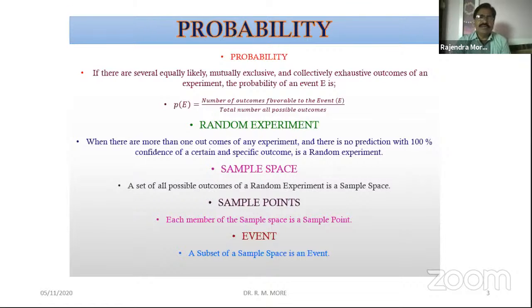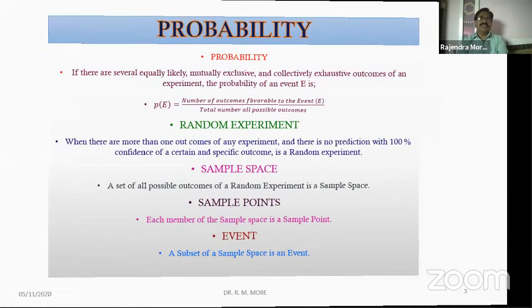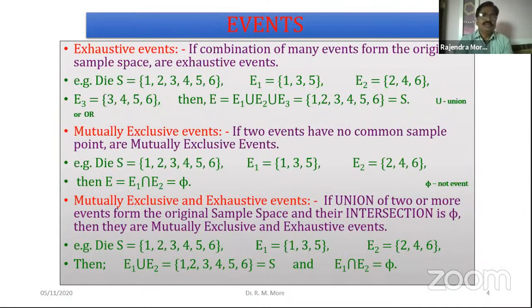And then what is an event? Out of these sample points, if we put some criteria and make a subset, then a subset of a sample space is an event. Now, just previously we have seen the meaning of exhaustive event, mutually exclusive event, and mutually exclusive and exhaustive event. So some examples and short definitions are given. If the combination of many events forms the original sample space, they are exhaustive events.